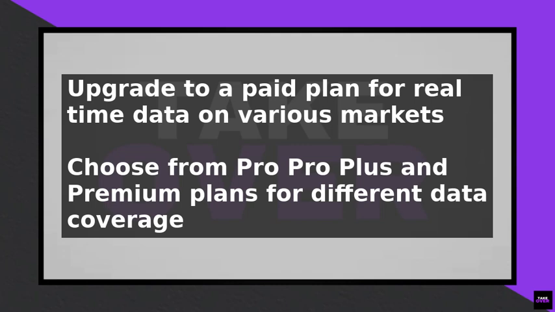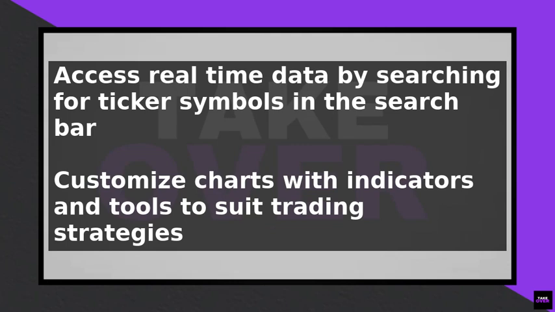After selecting and upgrading to a paid plan, you can access real-time data on your desired market by searching for the ticker symbol in the search bar and clicking on it. You can then customize your chart with various indicators and tools to suit your trading strategy.